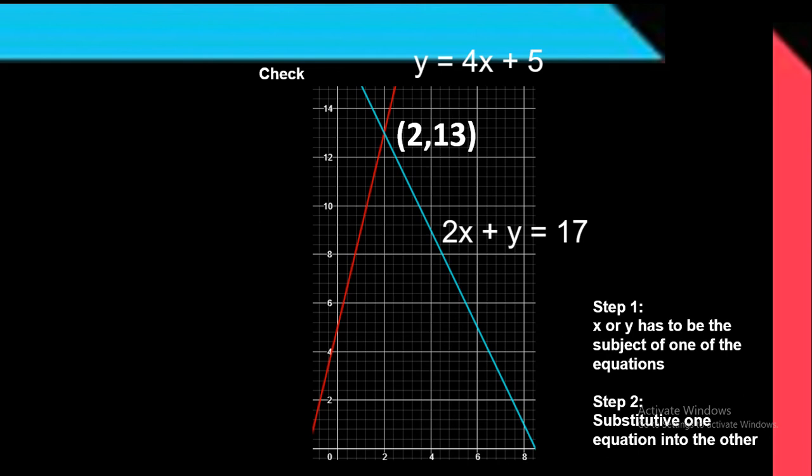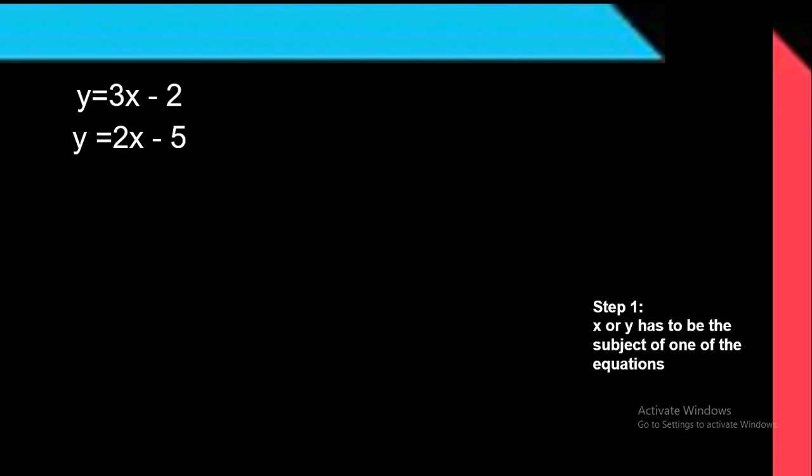Right, let's try another question then. Okay, this time we have both equations actually equal y. So we have y = 3x - 2, y = 2x - 5. Okay, so you might be thinking, well, what do we do now? Well, we do exactly as we've done before. We just substitute the y into one of the equations.